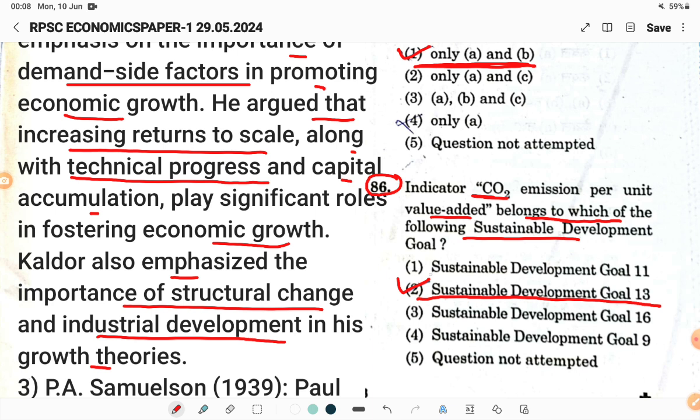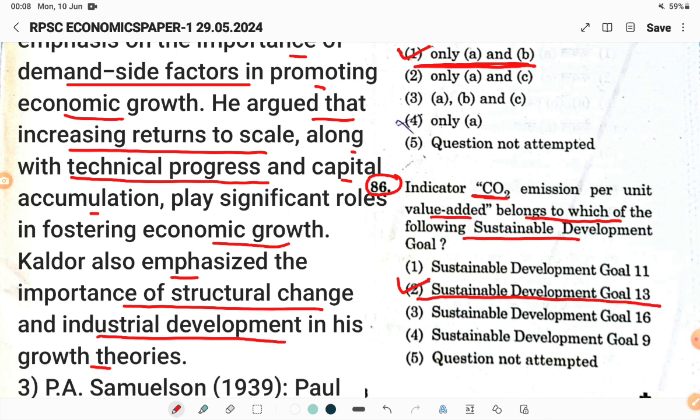Why the others are wrong option here? Because sustainable development goal 11, this goal focuses on making cities and human settlement inclusive, safe, resilient, and sustainable. It encompasses various aspects related to urbanization, such as affordable housing, public transport, environmental impact, and disaster resilience. So this is not correct answer here.